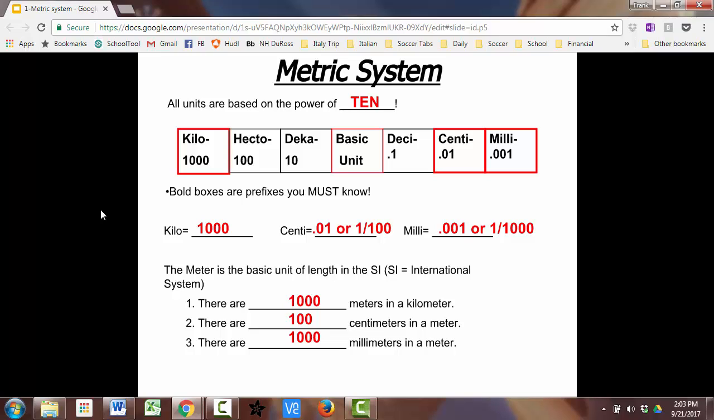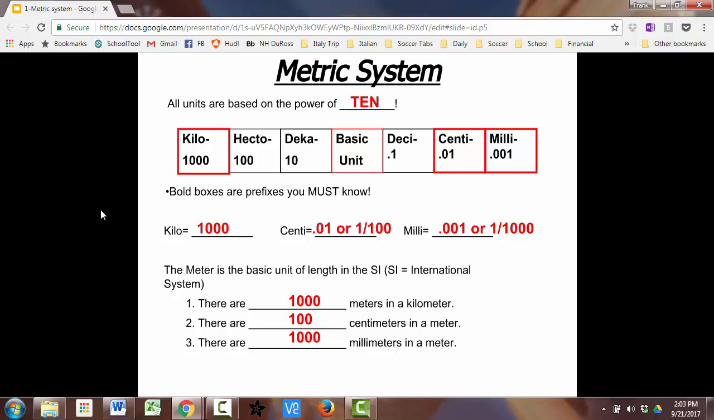Matt? 5 times to the right. Kilo to milli. Joey? 6 times to the right. 6 to the right. Milli to kilo. Logan? 6 times to the left. 6 to the left. Centi to kilo. Arpan? 5 to the left.